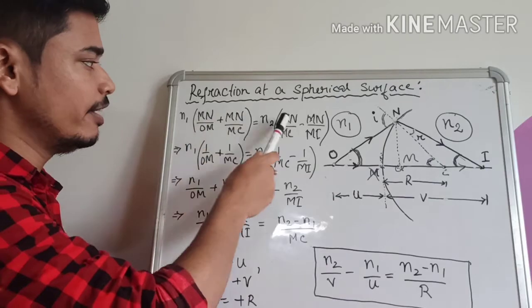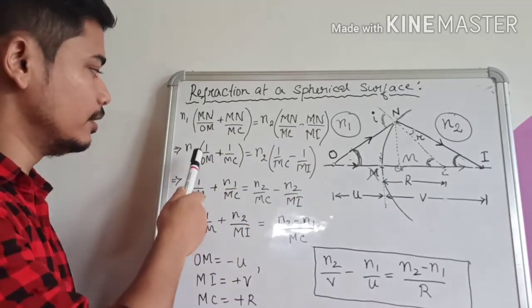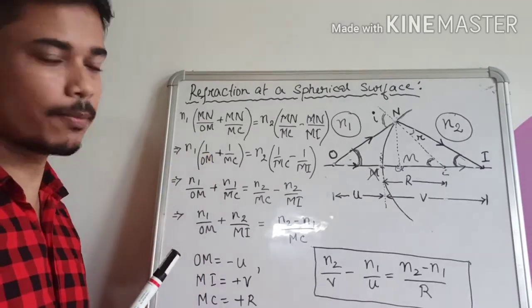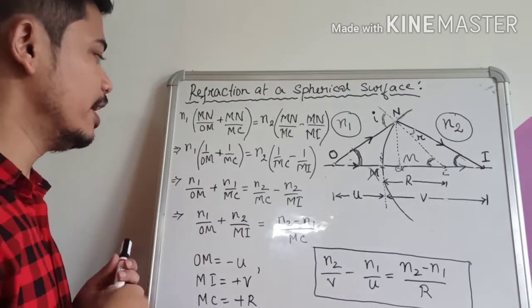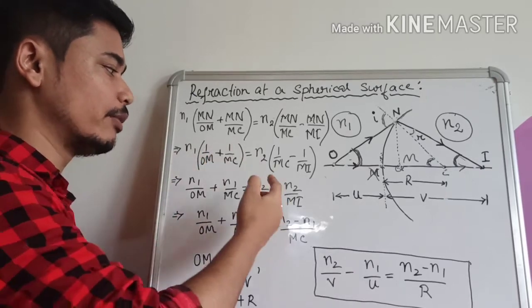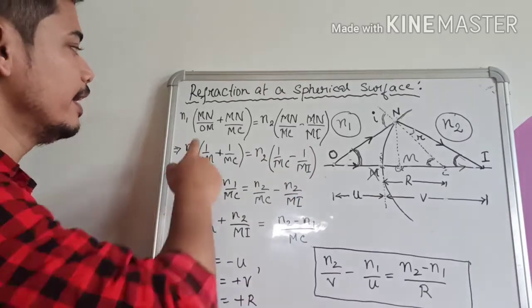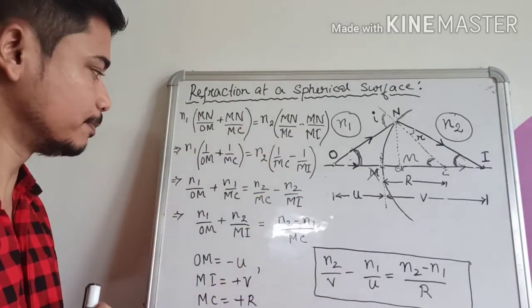See here we have Mn in common, so if we take Mn outside, then this Mn will get cancelled out, right? So inside the brackets we will have N1 into 1 by Om plus 1 by Mc, that will be equal to N2 into 1 by Mc minus 1 by Mi. Here Mn gets cancelled on both sides.